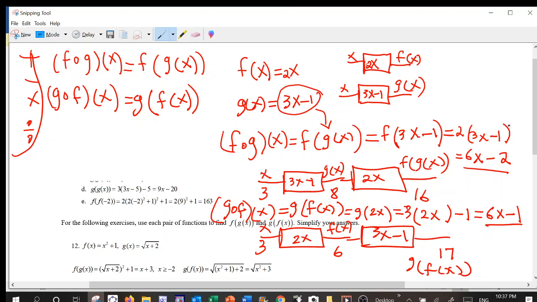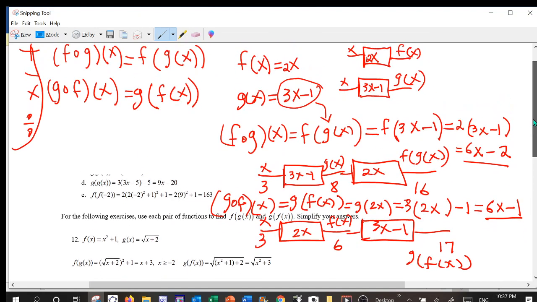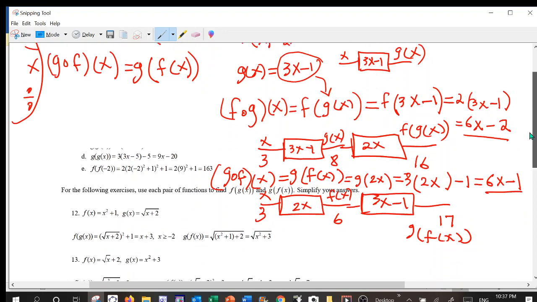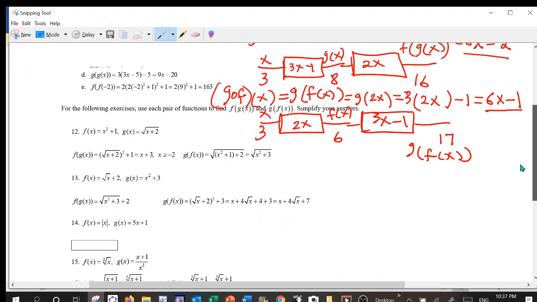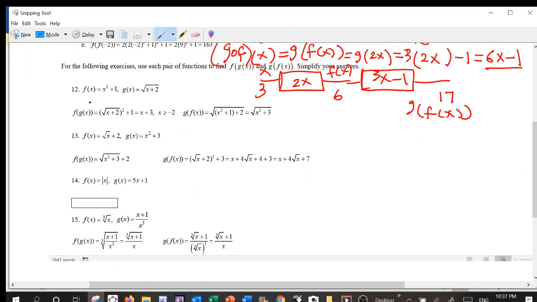Okay, so now that we know how to do this, let's do an example. So we want to do number 12. So number 12, this is our f of x and this is our g of x, right? So our f of x is x squared plus 1, and our g of x is square root of x plus 2. Okay, now we want to find f compose g and g compose f, right?